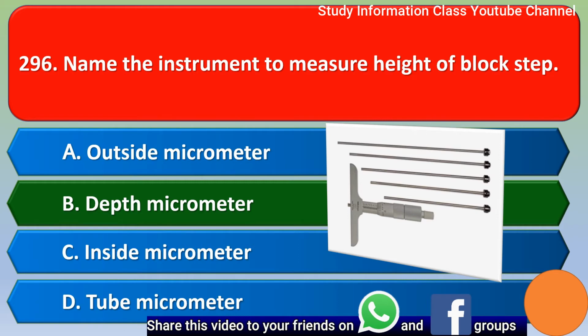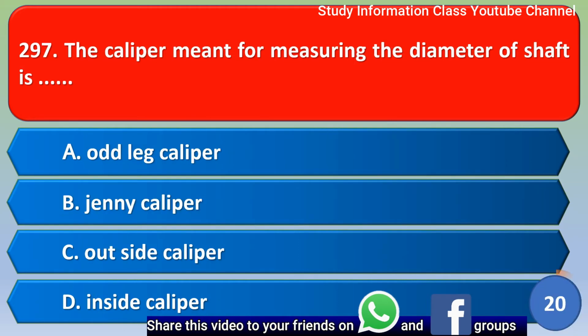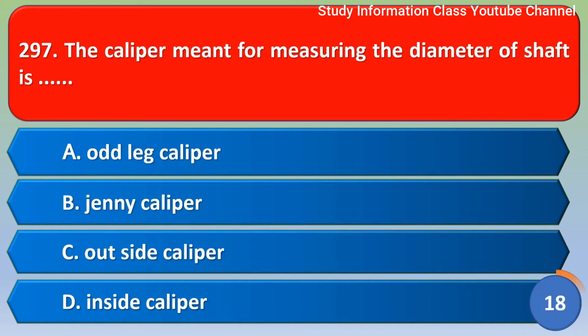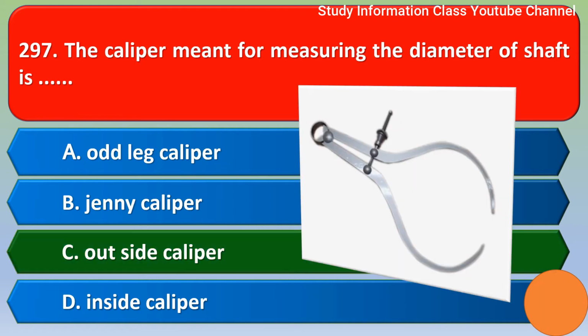Next question, the caliper meant for measuring diameter of shaft is option A, odd leg caliper, option B, jenny caliper, option C, outside caliper, option D, inside caliper. For this question, right answer is option C, outside caliper.